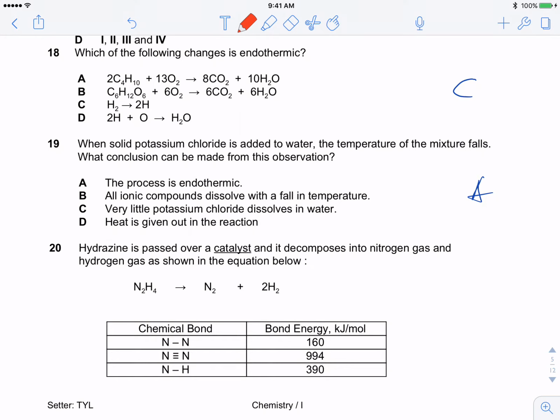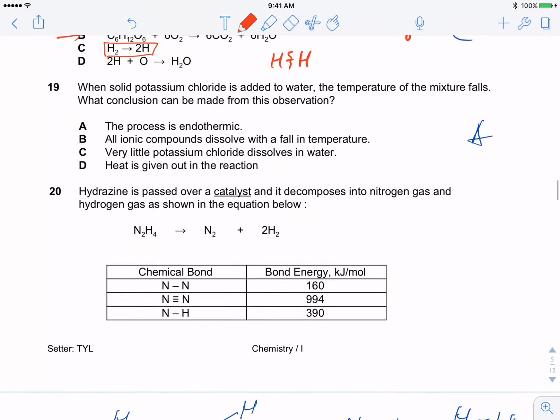Okay, question 18. Which of the following changes is endothermic? So again, endothermic means bond breaking. Let's just observe the reactions. Here we have combustion reactions. Here we are obviously breaking the bond between 2 hydrogen atoms to form 2 hydrogen atoms. So we are breaking this H-H single bond. Since we are breaking a bond, definitely it's endothermic. So answer is C.